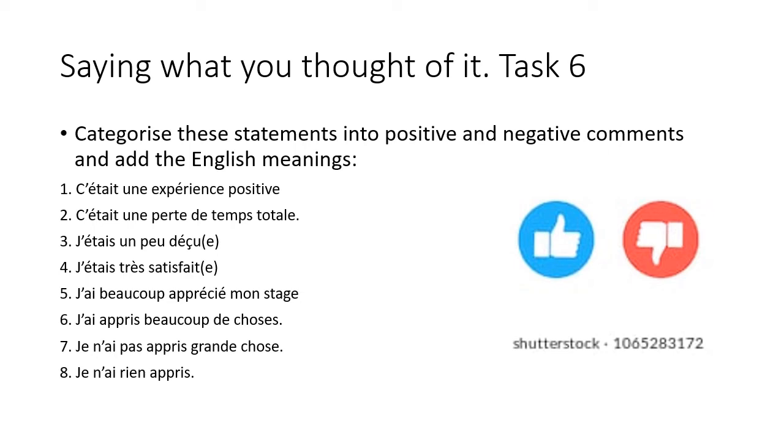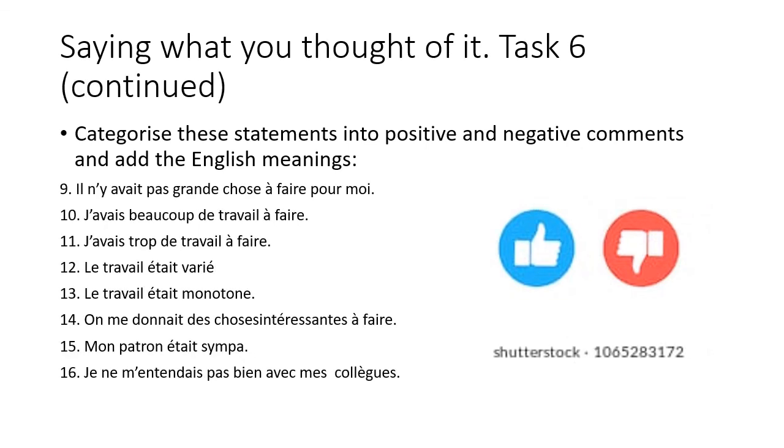So the first one is quite obvious. "C'était une expérience positive" means it was a positive experience, so that would be your first one to go in your positive column. Okay? And this is just the second part of the same activity. So again, just categorising, and you'll have a huge list to choose from when you want to go on and do your own piece of writing. So you'll be spoilt for choice of what to say.